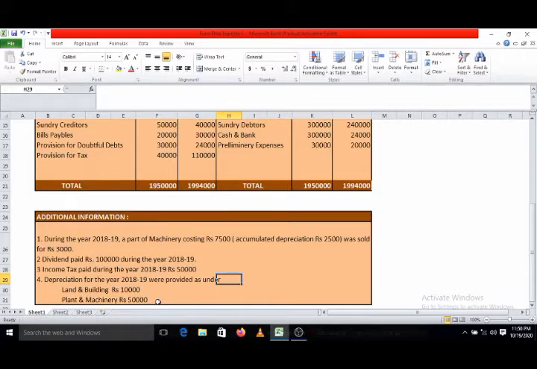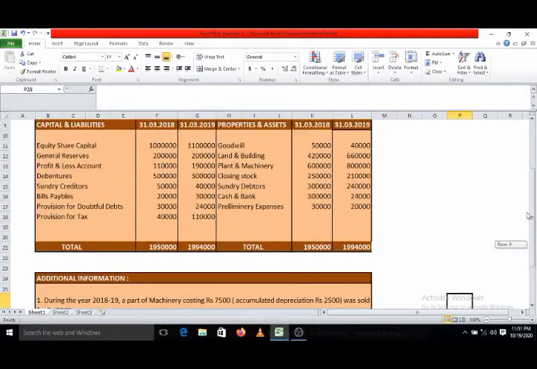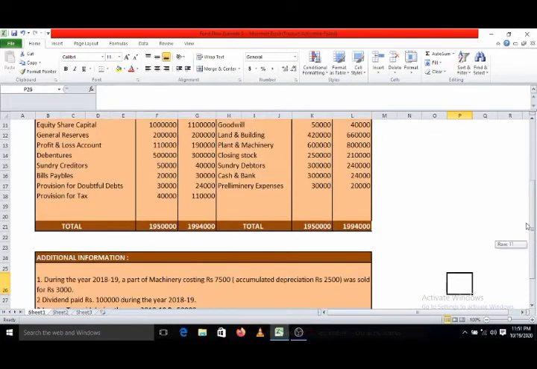So it means we will most probably have to open two separate accounts for the fixed assets, one for land and building, another for plant and machinery. With the help of this, we now have to solve this example. Okay, so now we'll go to our solution.